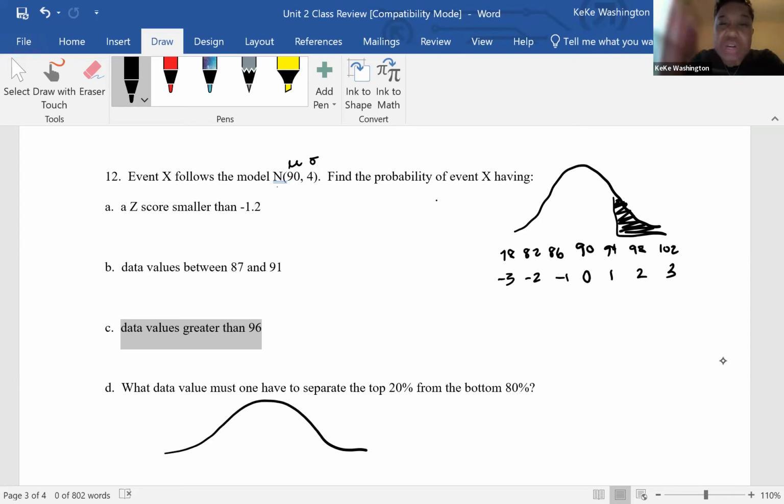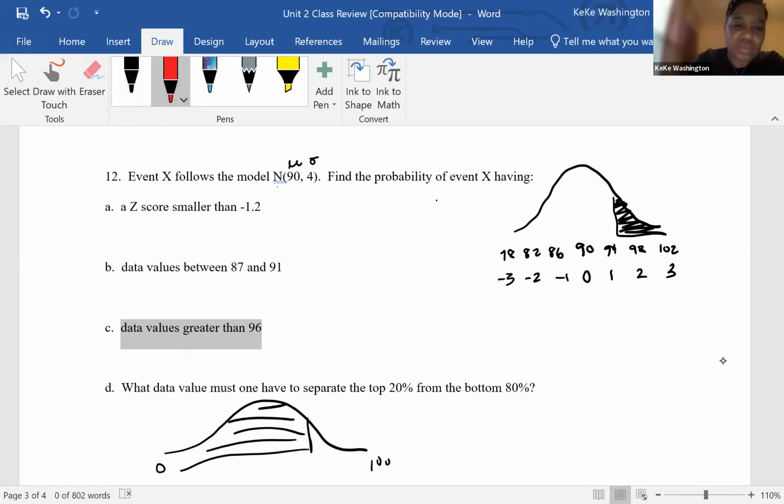All right, so if I'm reading this curve, we're always going to read it left to right. So if, let's say, this is 0% through 100%, then the bottom 80 and the top 20, I would say, somewhere here. This is my bottom 80%. And then over here is my top 20%. And the question is saying, what is that data value? What is your X?